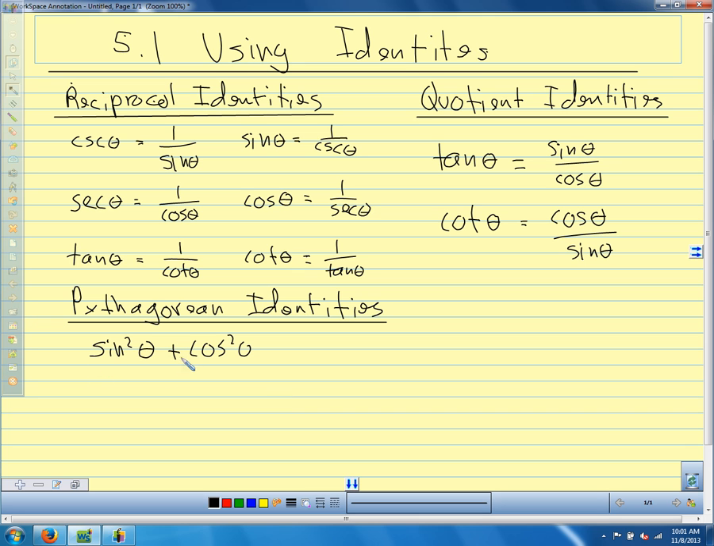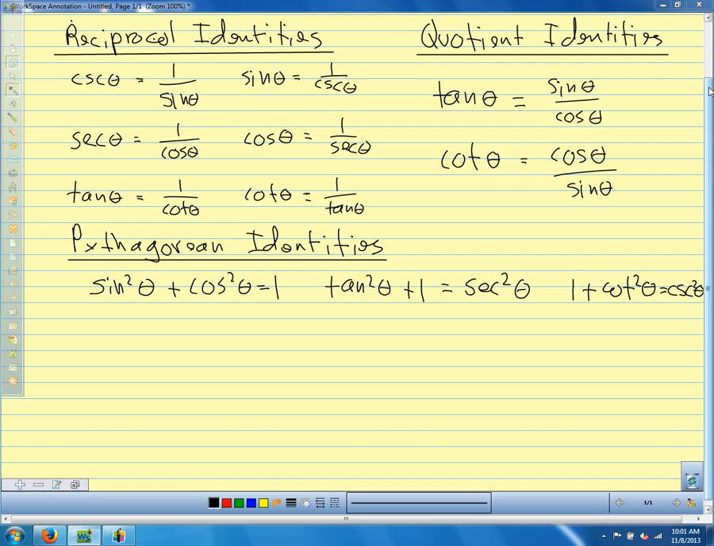If we divide everything here by cosine squared, then we get our second Pythagorean identity: tangent squared theta plus 1 equals secant squared theta. And if I divide everything here by sine squared, I get 1 plus cotangent squared theta equals cosecant squared theta. So those are our 3 Pythagorean identities. These we'll use the vast majority of the time when we're working with identities, but there are a few others that will help us out as well.